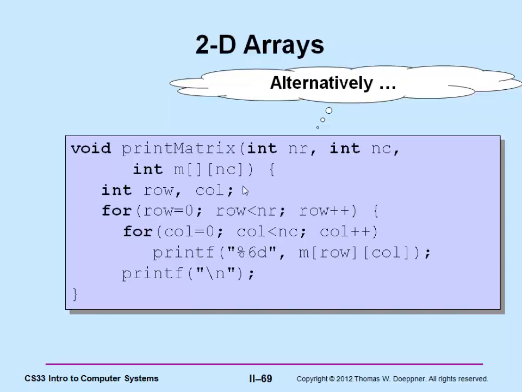Question? Because it used the nc variable, does that mean it is required to be declared after the other two parameters? It must know what nc is. So in this case, you're right. It must be after the other two parameters. You have to tell it what nc is before you know what to do with it. Okay.